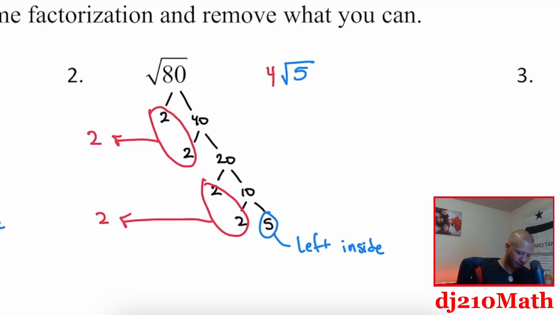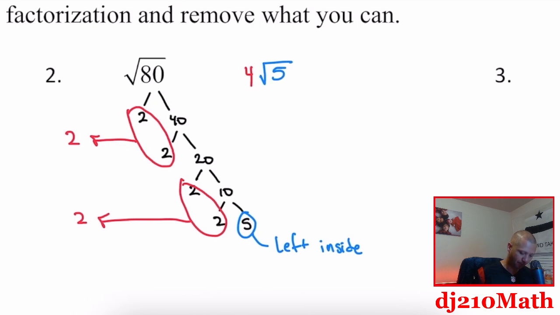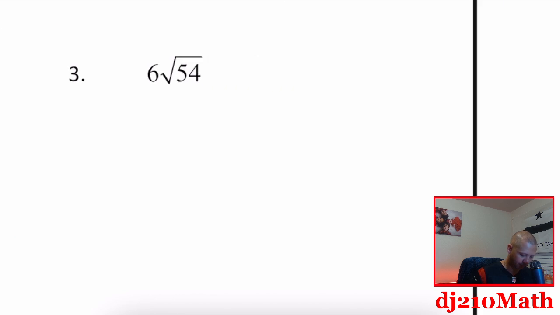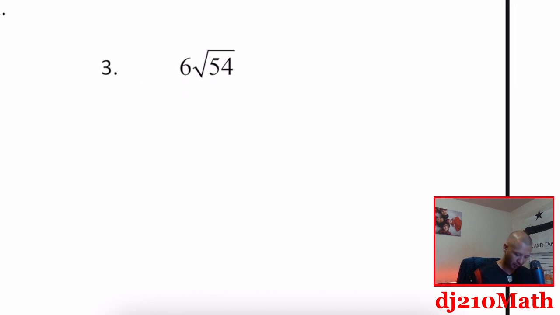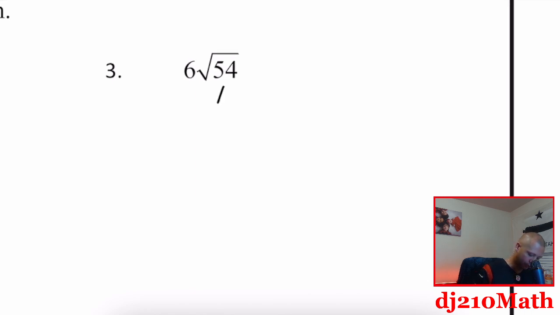Hopefully you get what I'm saying. Let's try it again. So 6 root 54. Inside, I can divide this by, let's say, 2. So 54 divided by 2 is 27. 27 is 3 times 9. And then 9 is 3 times 3.